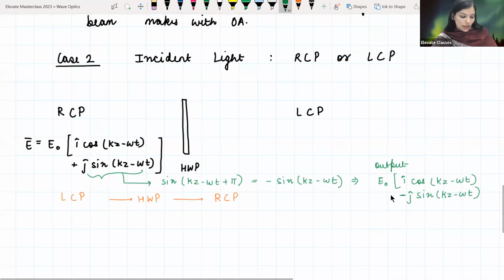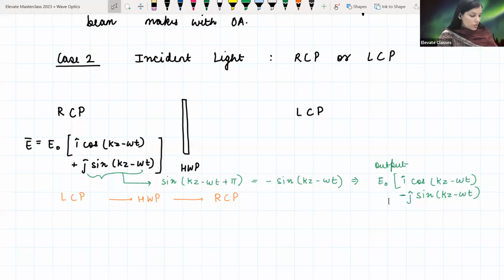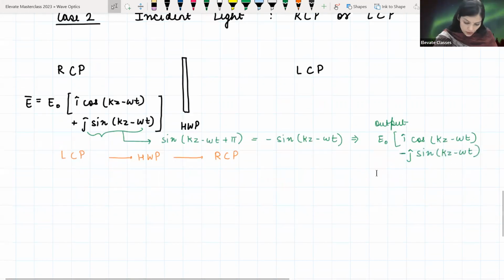Okay, so this is one thing that we should remember, that if I want to change the handedness of a circularly polarized light, then which component do I need to use? I need to use a half wave plate. And this will also be true for an elliptically polarized light.